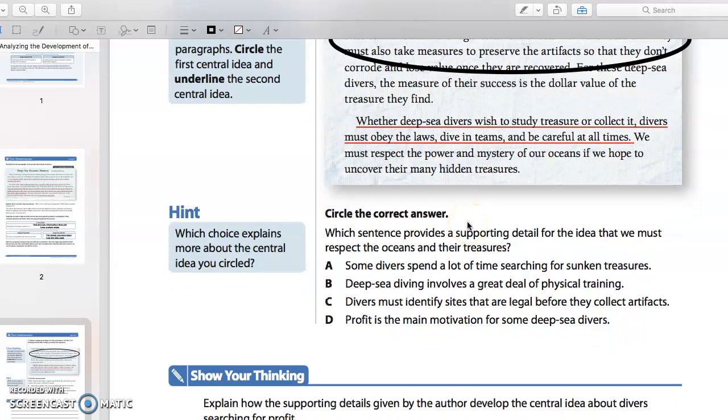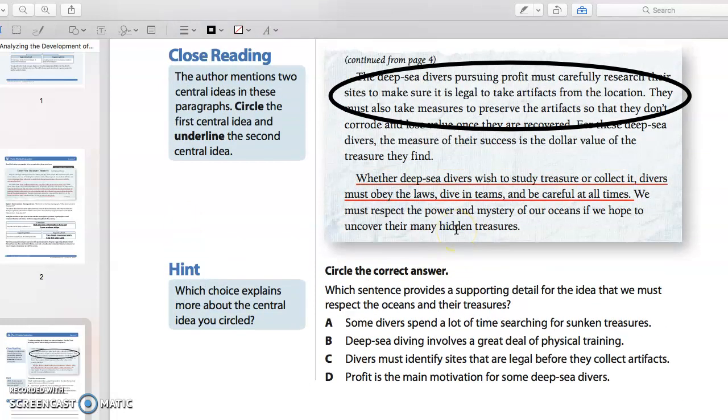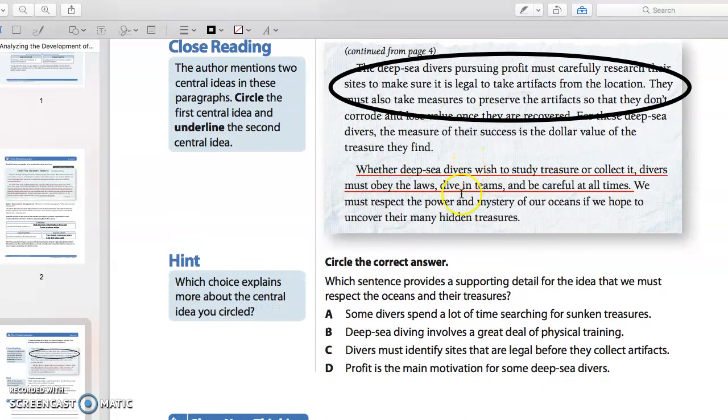So which choice explains more about the central idea? So which sentence provides a supporting detail for respecting the treasure? So one of the hints I've always thought about when I get a question like this, it says, what's supporting the idea that we must respect oceans and treasures? So you need to go look and see which one is showing respect, okay? And it usually will even have the idea behind it. When you read it, you go, oh, that's respectful.